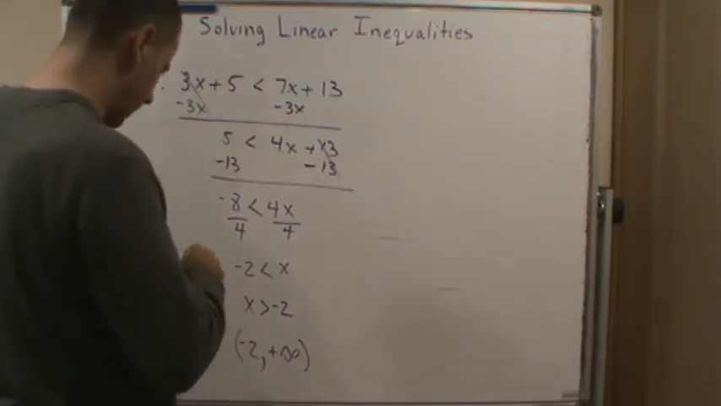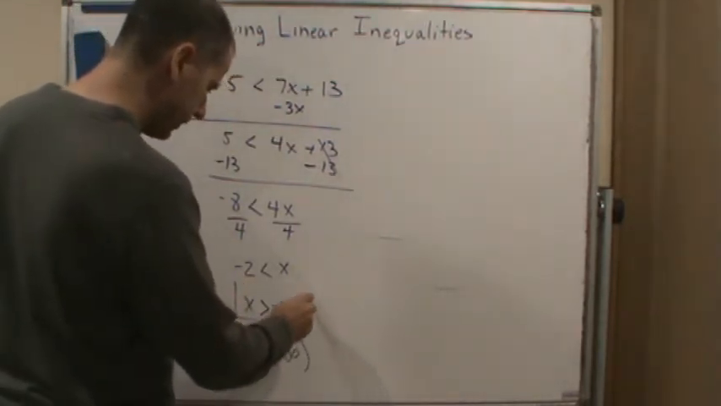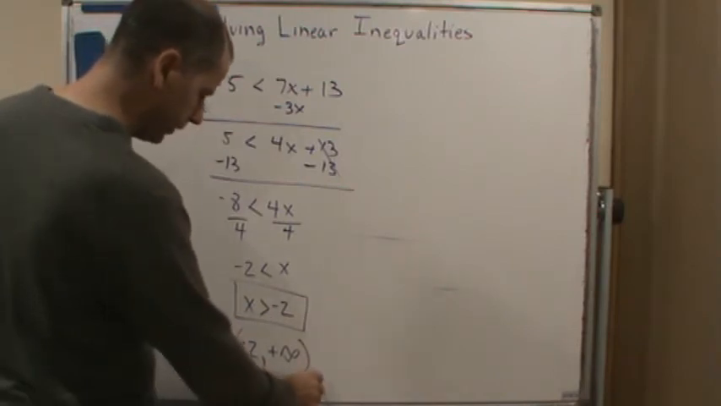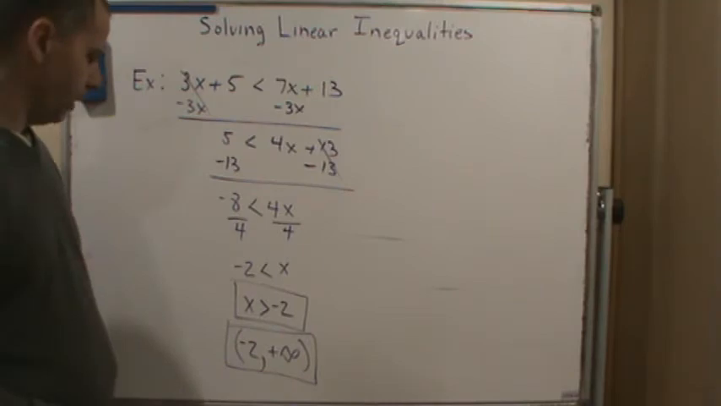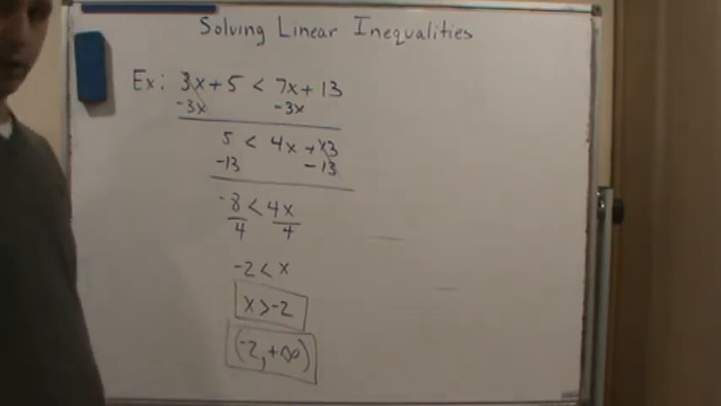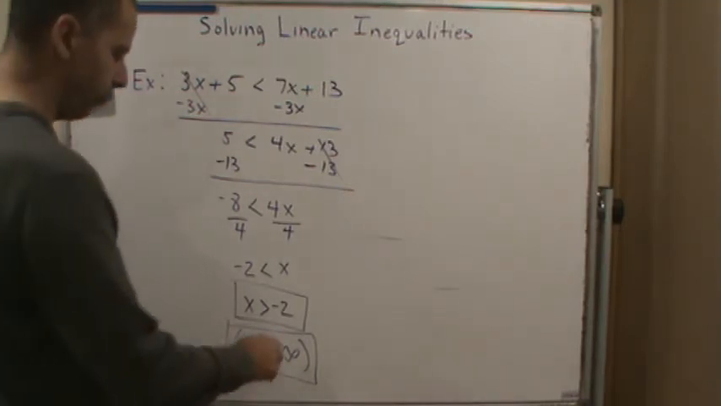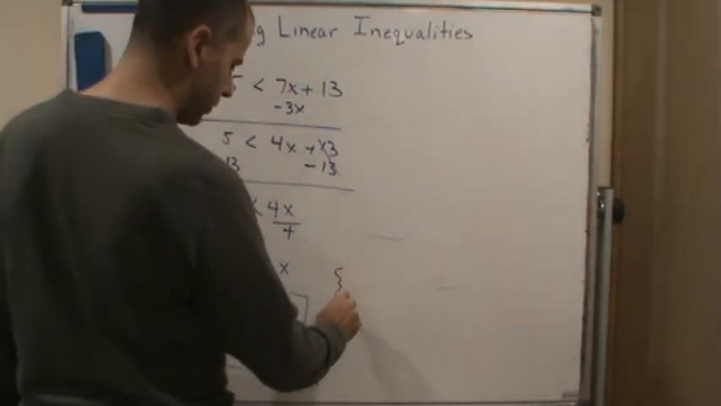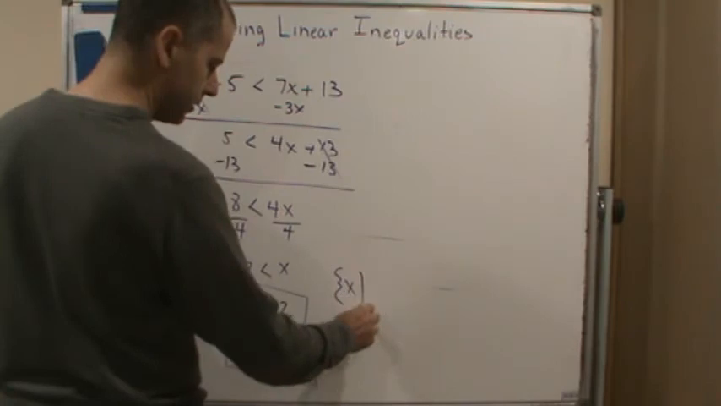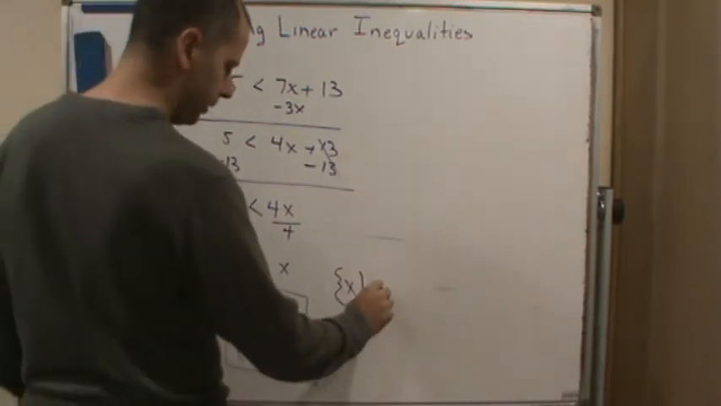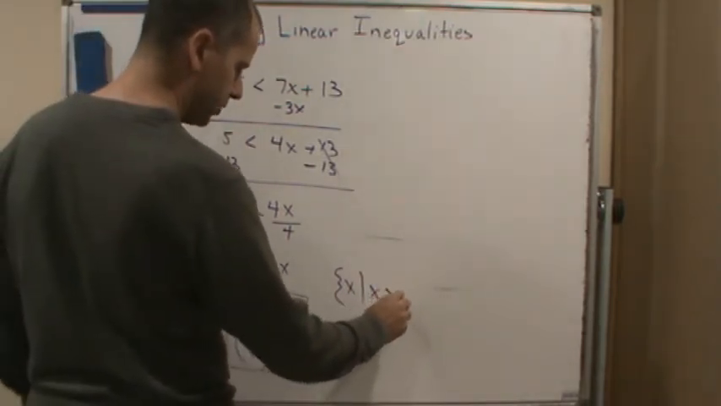So we can write it this way. This is called interval notation. Again, make sure you know that. Interval notation. We can write it using an inequality. And we can also use set builder notation, which I've shown you before. So this would be the set of all values of x such that x is greater than negative 2.